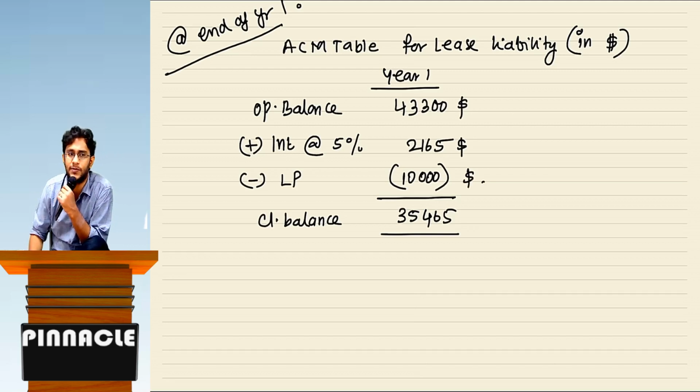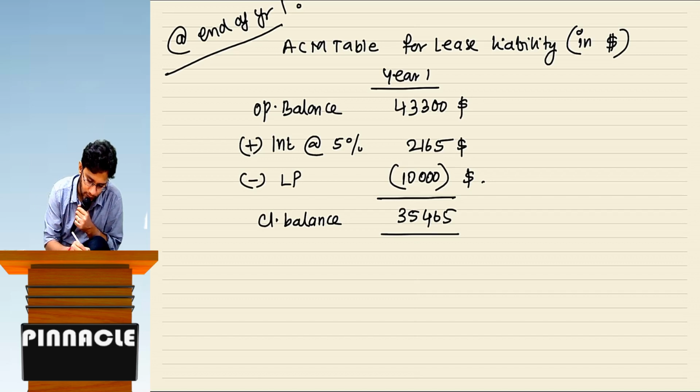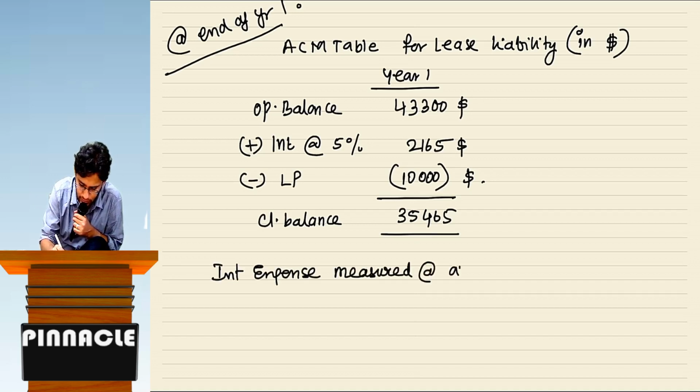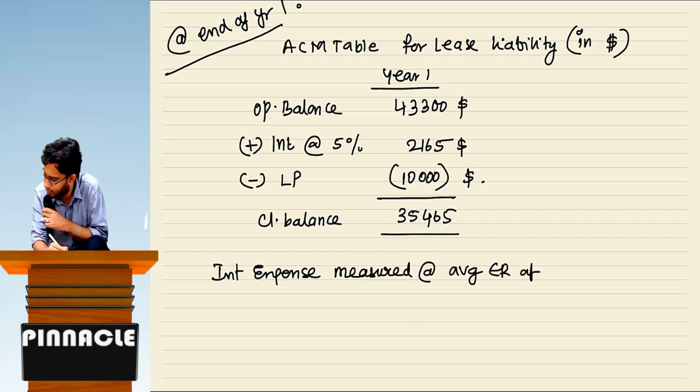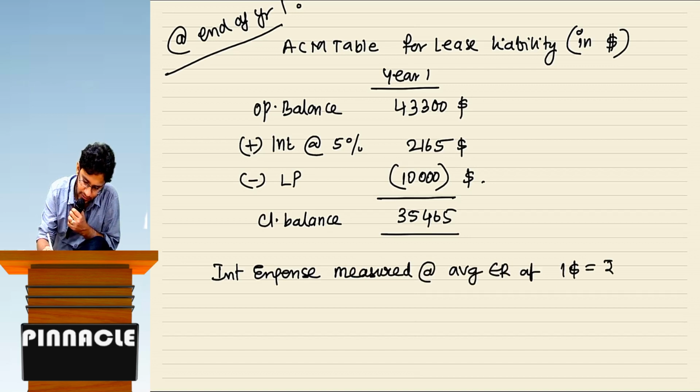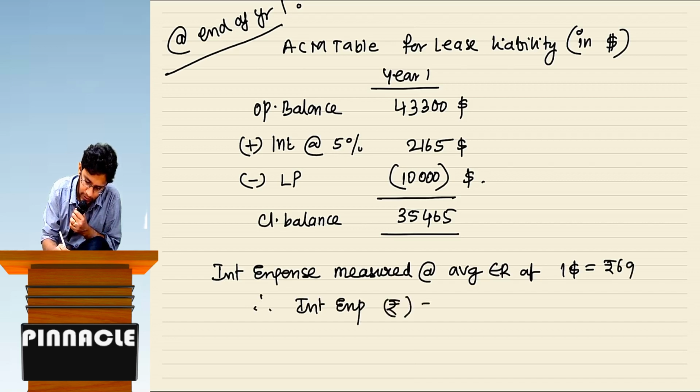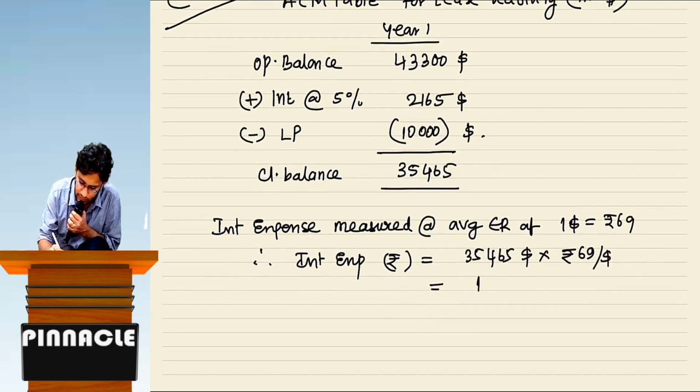So tell me guys, for interest expense, which rate will you apply? Opening rate, closing rate, average rate? Because it accrues throughout the year, you have to apply the average rate. So interest expense is measured at the average exchange rate. How much is the average exchange rate given? 69 rupees. $1 equals 69 rupees. Therefore, interest expense in rupee terms is $2,165 into 69 rupees per dollar, which is 149,385 rupees.